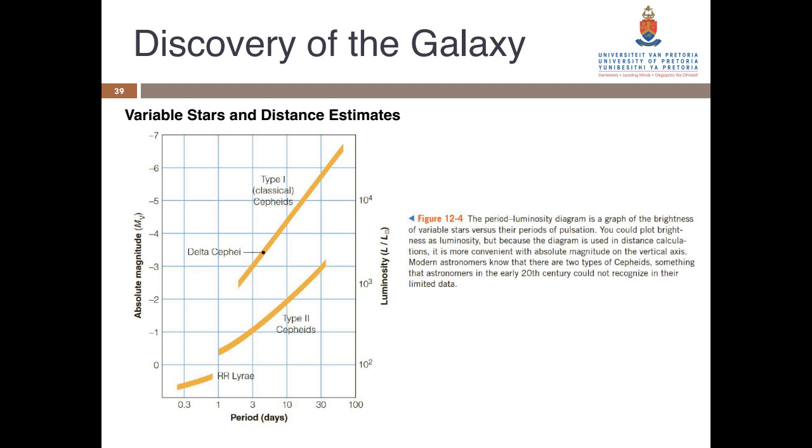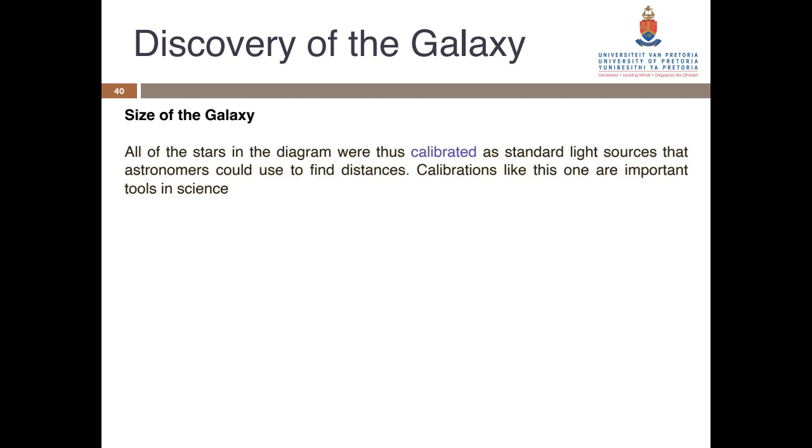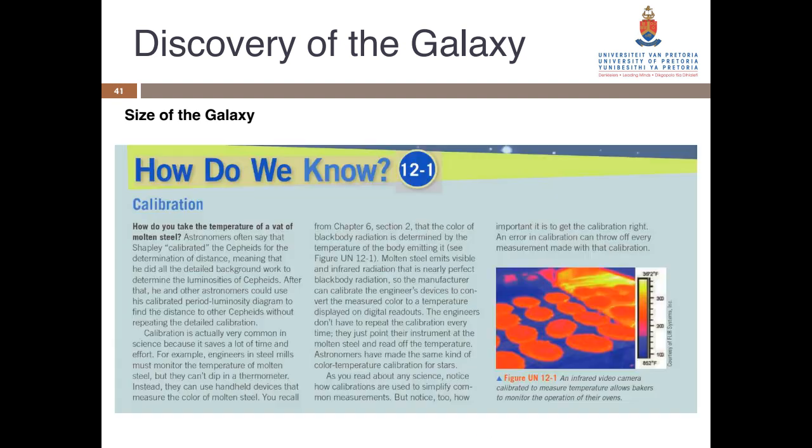Modern astronomers know there are two types of Cepheids, something that astronomers in the early 20th century could not recognize in their limited data. All of the stars in the diagram were calibrated as standard light sources that astronomers could use to find distances. And calibrations like this one are important tools in science.